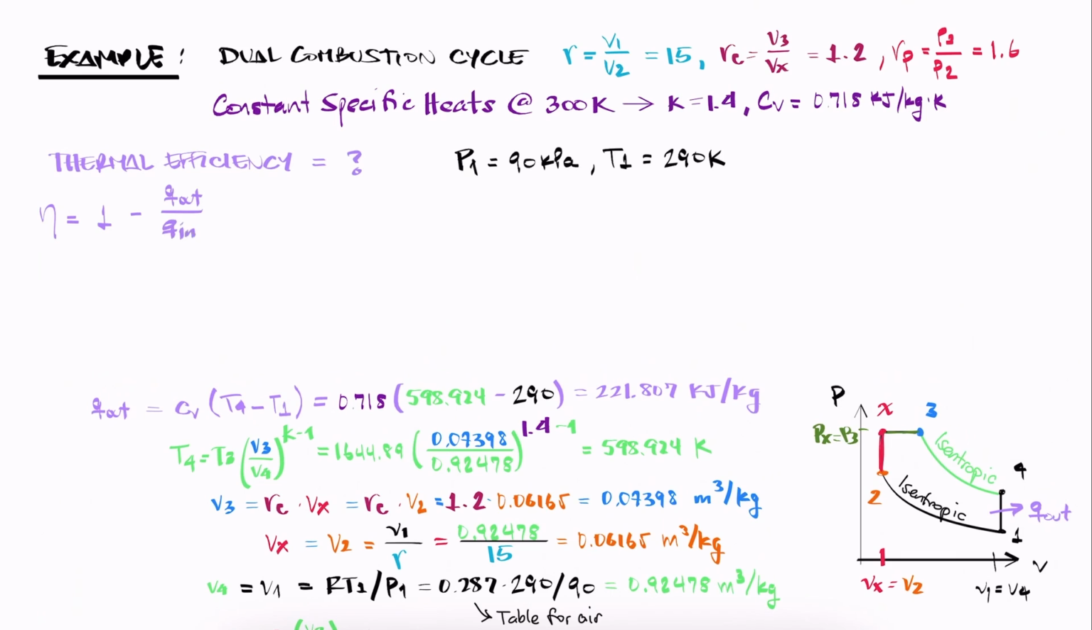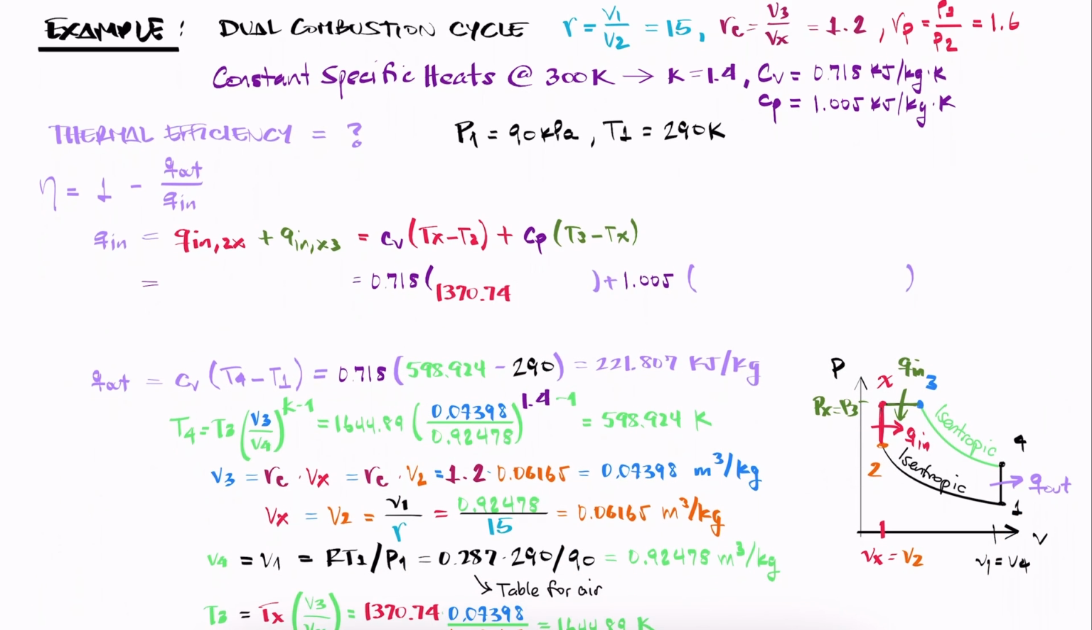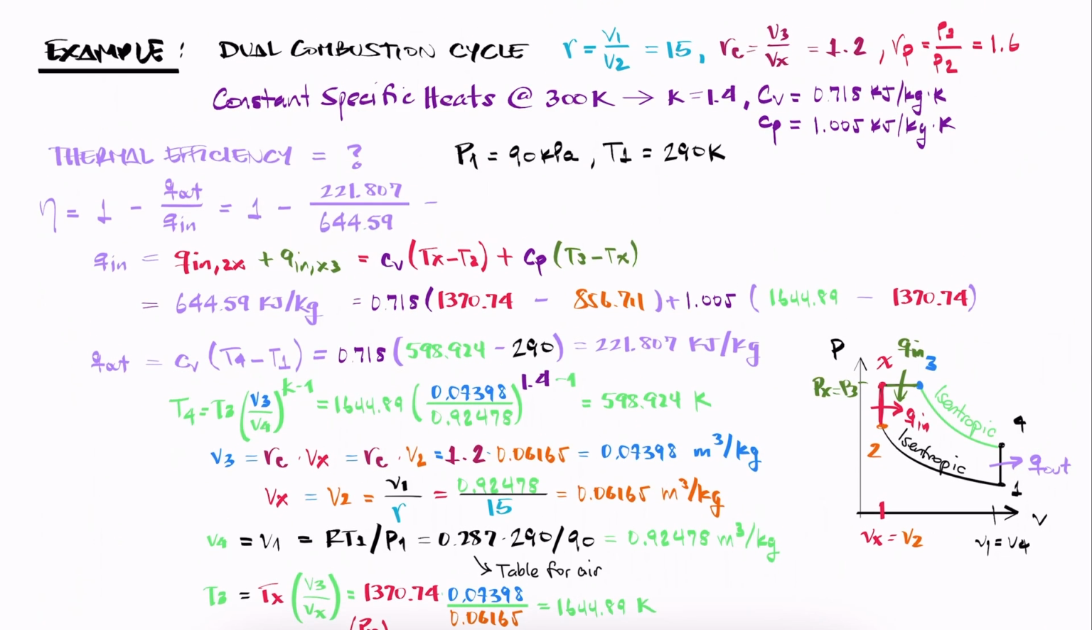And now for Q in. We already saw that this is the heat coming in between 2 and X, plus the heat coming in between X and 3. One of them is isochoric, meaning that we use Cv, and the other one is isobaric, meaning we use Cp. We look up the Cp value for air at 300 Kelvin, and we substitute all the now known values to find Q in. And with that, we substitute the heats to find the efficiency.